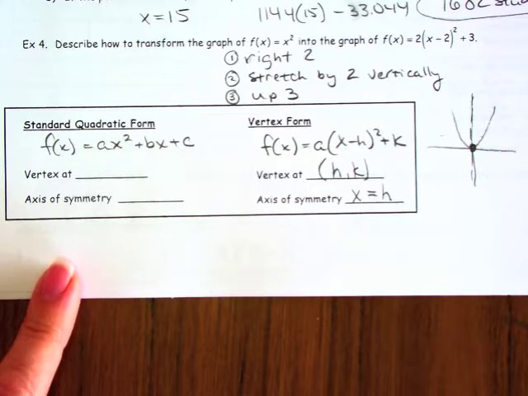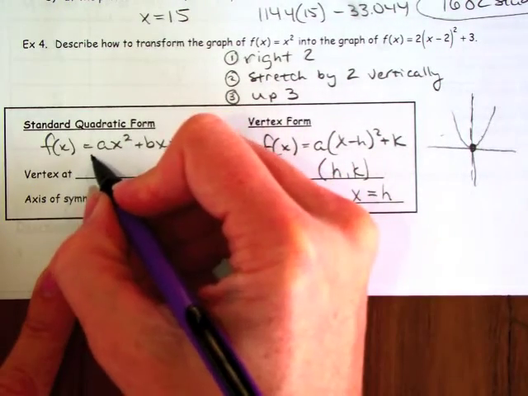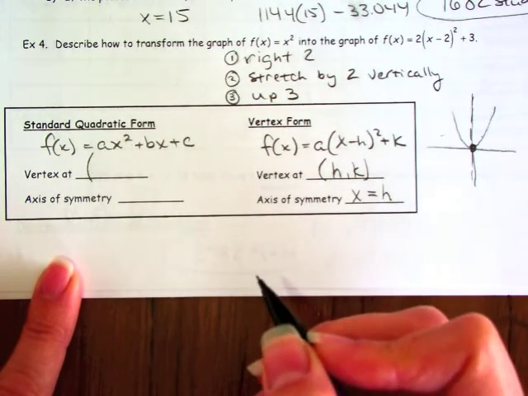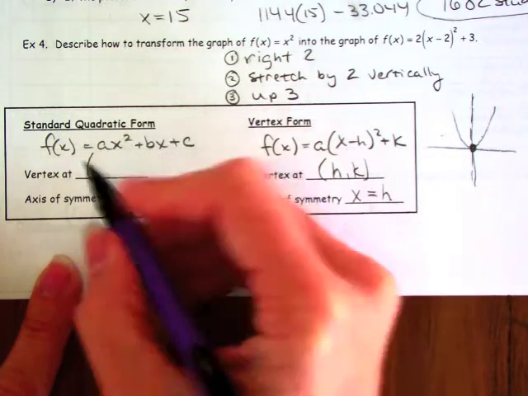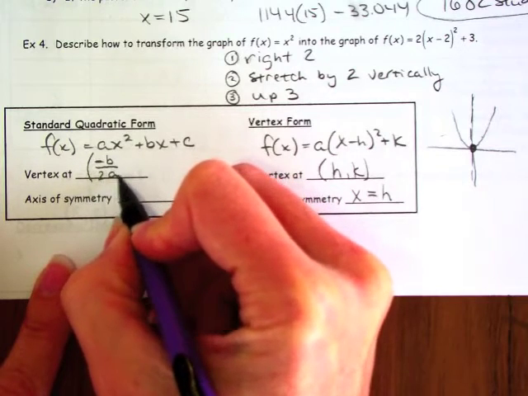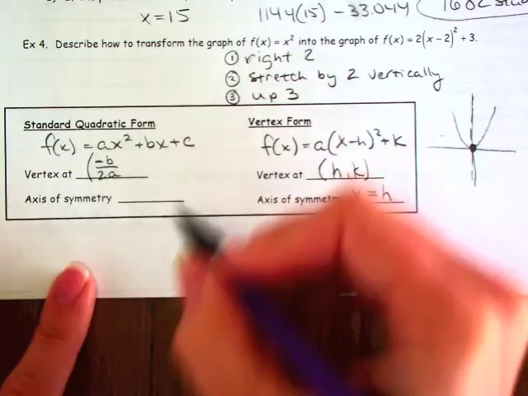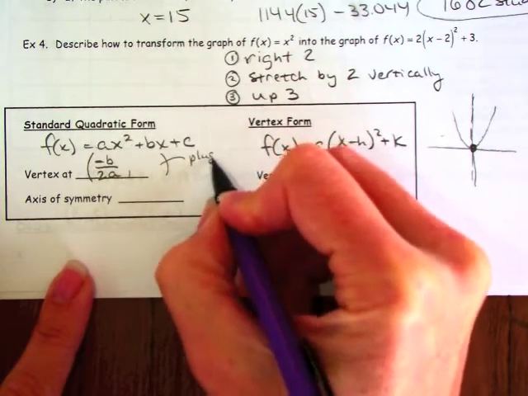There is a shortcut, but I don't like memorizing very much, so I'm not asking you to have this memorized. I'm just going to show it to you, and if you want to use it and memorize it, you're more than welcome to. In general, the vertex will be found at the opposite of whatever b value this is, divided by 2 times the a. That would give you the x value of your vertex. And then to find the y value, you have to plug in that x value to get the value of y.